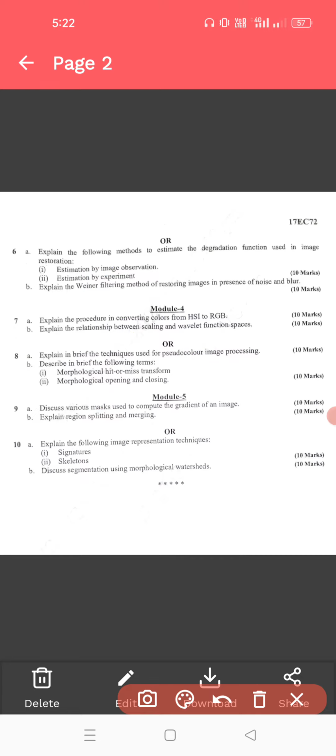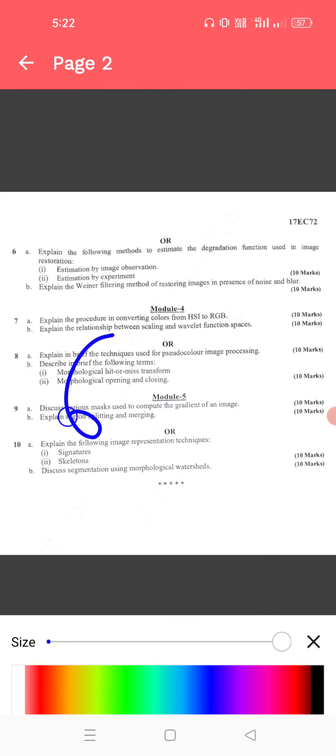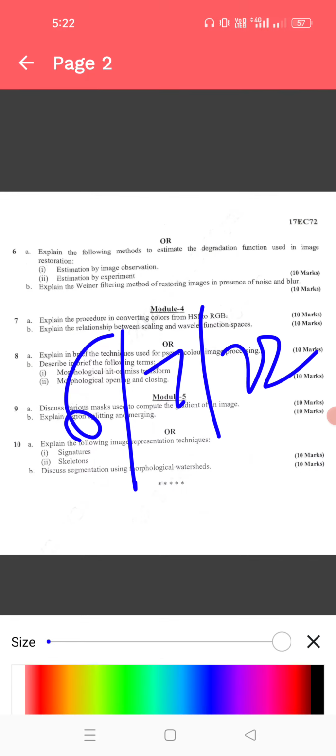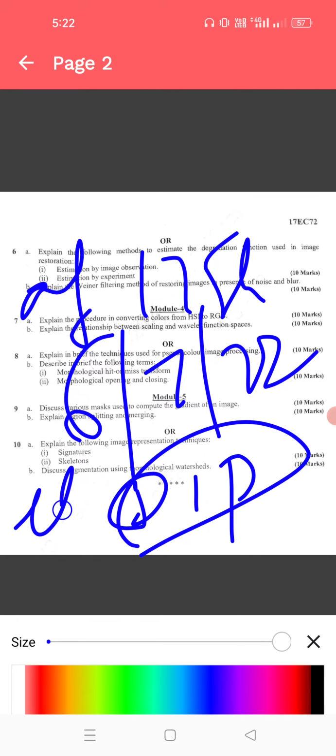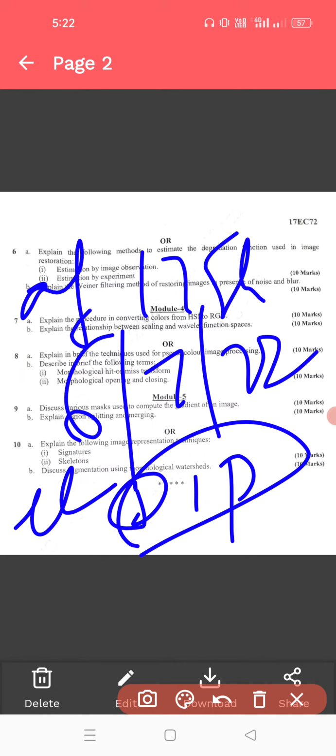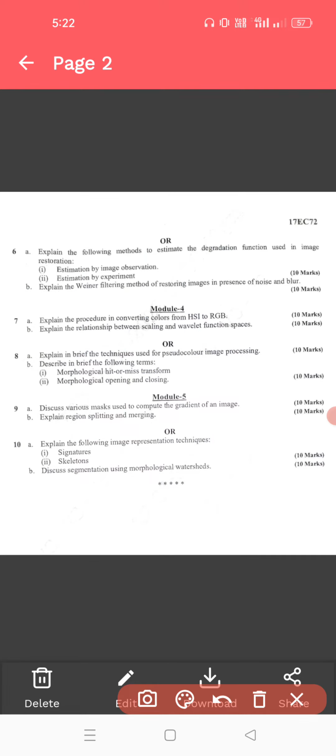So the examination is conducted on 6th July 2022. Okay, in the afternoon session for 17 scheme, the subject is DIP and it belongs to the EC branch. So this is regarding the VTU 17 EC 72. The 8th semester final year students are writing the backlog paper DIP in 17 scheme.